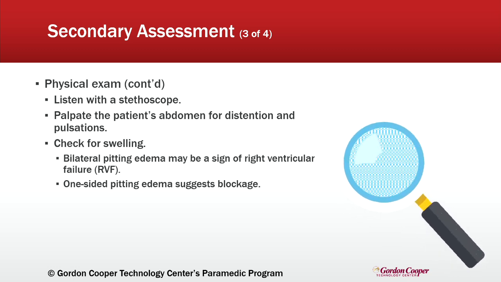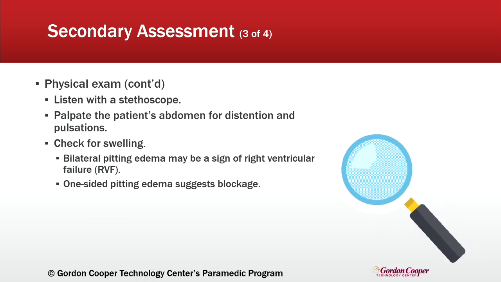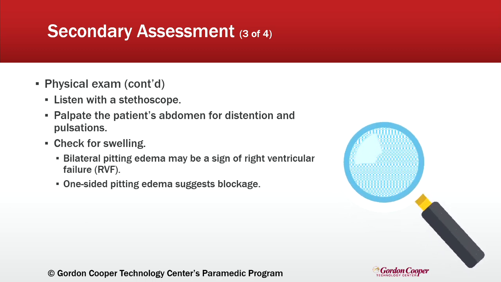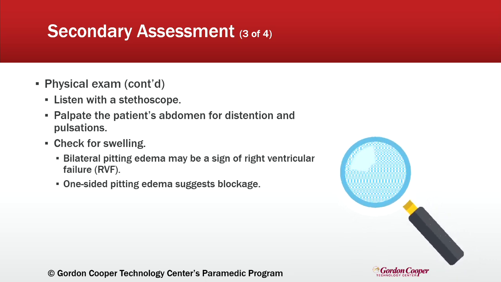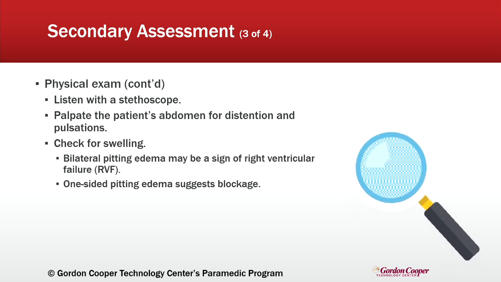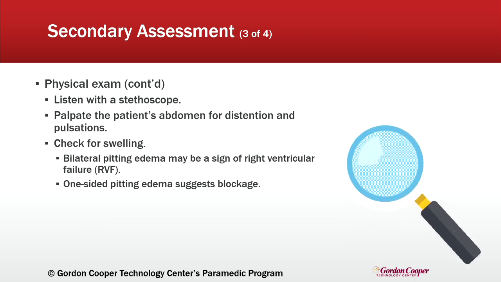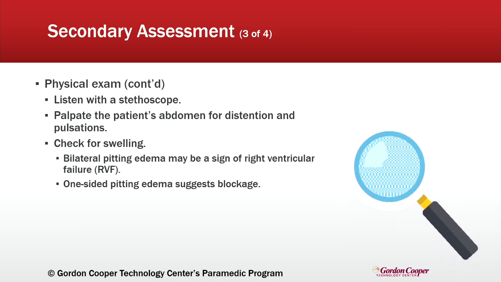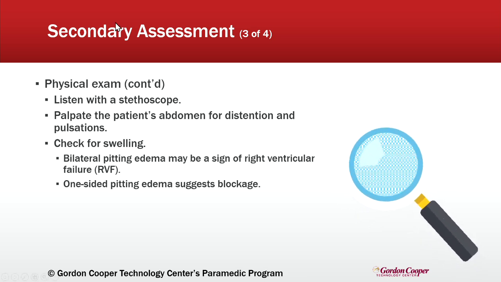And then you look for some swelling as well. So inspect the arms and hands and legs and feet and ankles for any signs of swelling. Bilateral pitting edema could indicate right ventricular failure, and that's suggesting that the heart is not effectively pumping blood, leading to fluid retention. So if pitting edema is limited to one side of the body, that may indicate a blockage in a major vein, such as a DVT or a deep vein thrombosis, which requires further investigation as well.